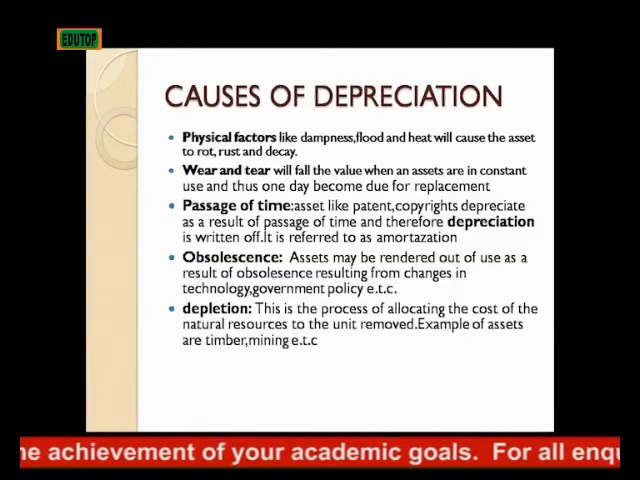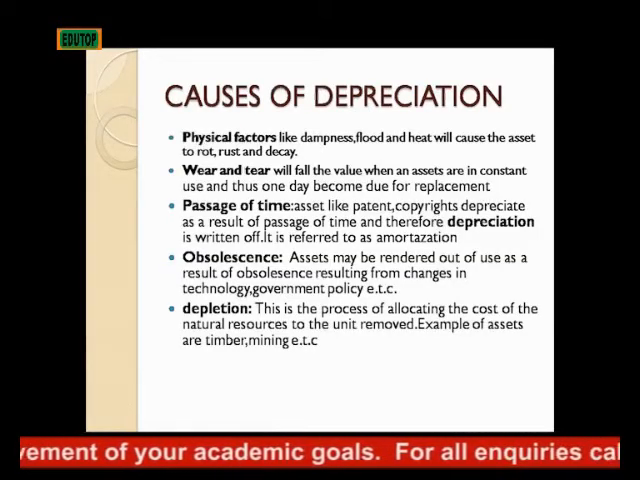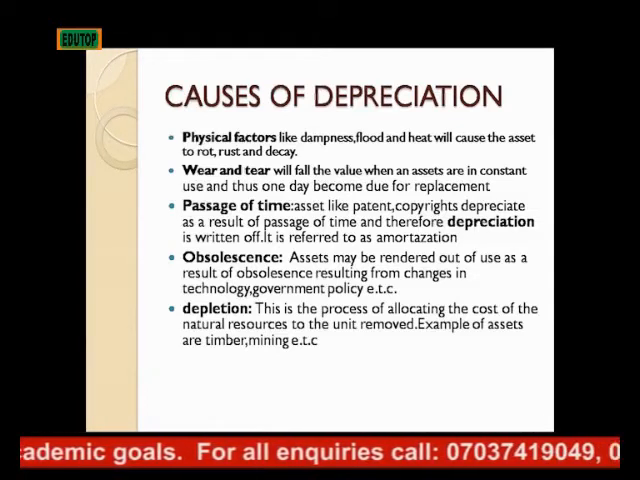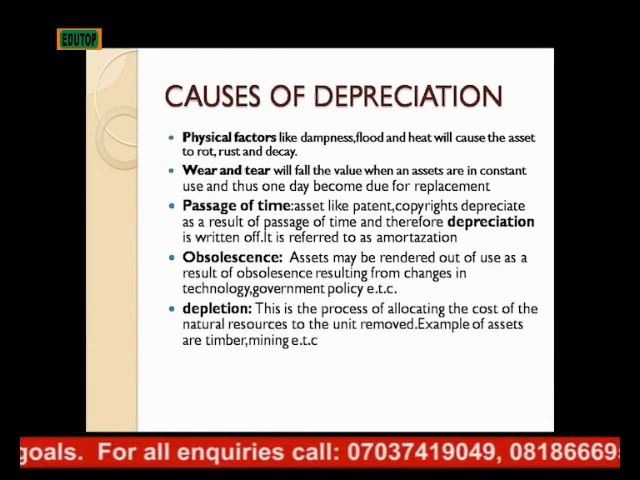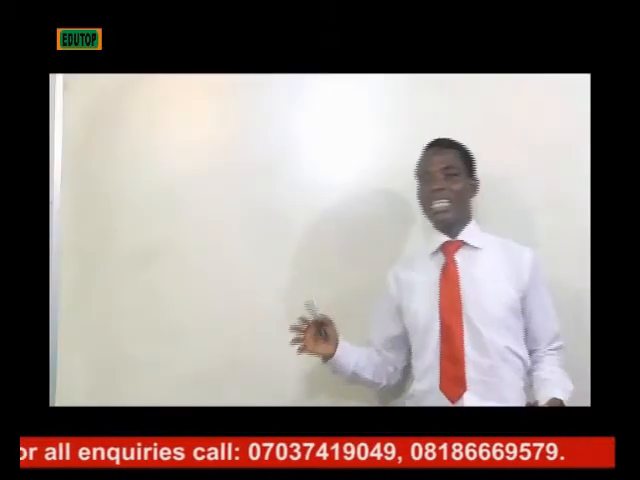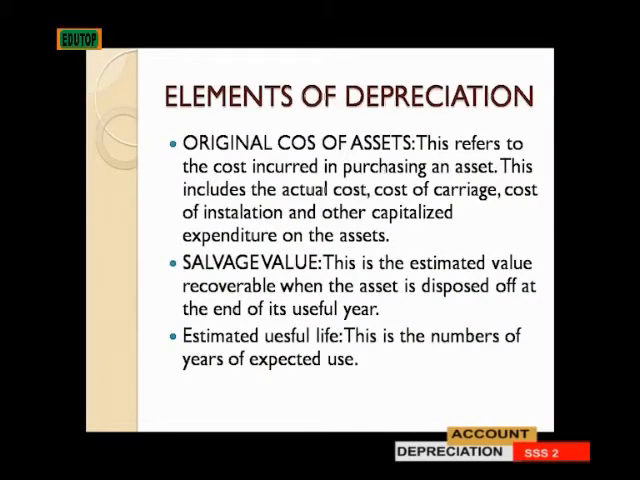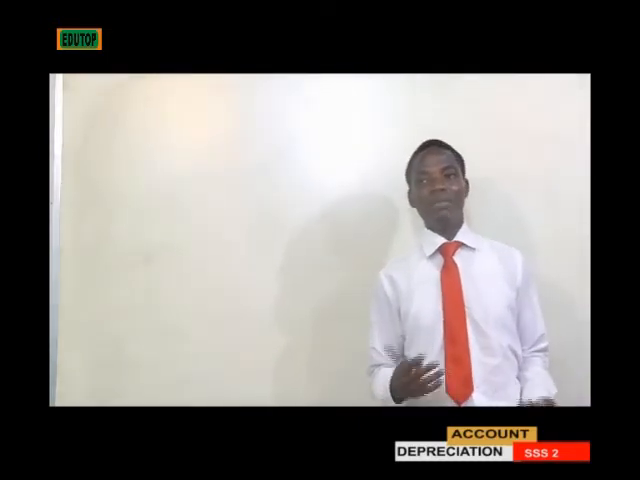This is the process of allocating the cost of natural resources to a unit removed. Examples of the assets are timber, mining, and so on. So those are the causes of depreciation. Then we'll be going to the elements of depreciation. Those are the things to be considered when you are preparing depreciation.